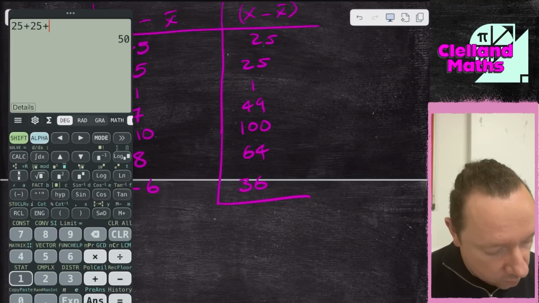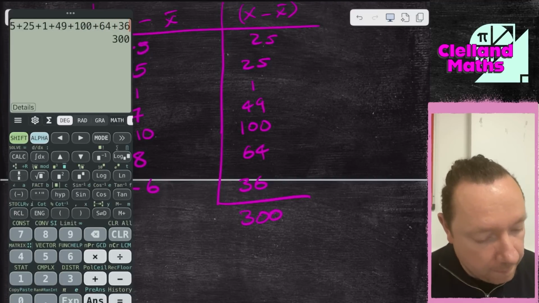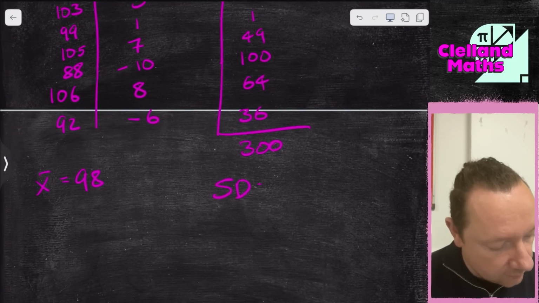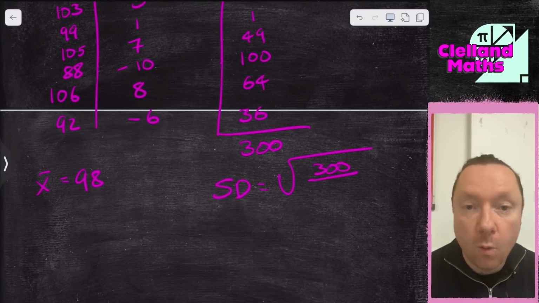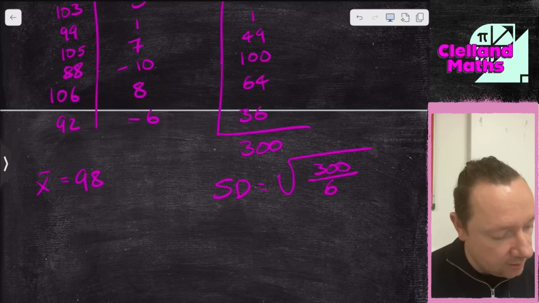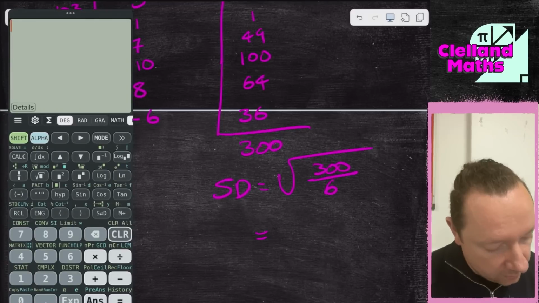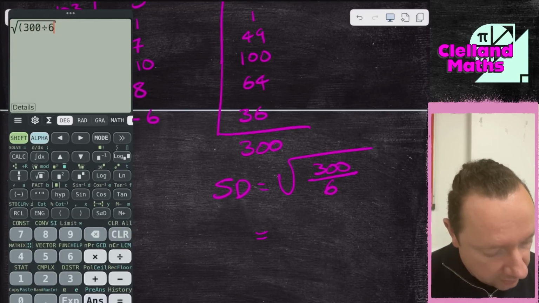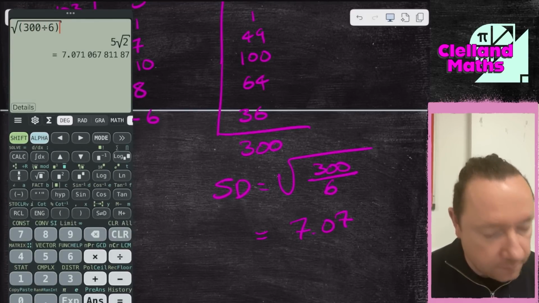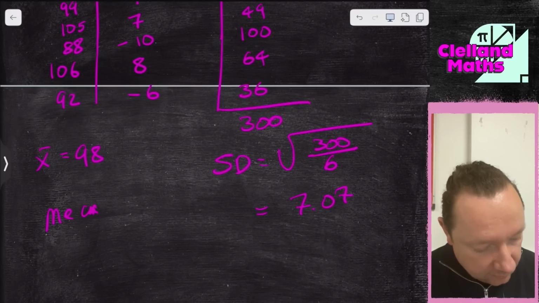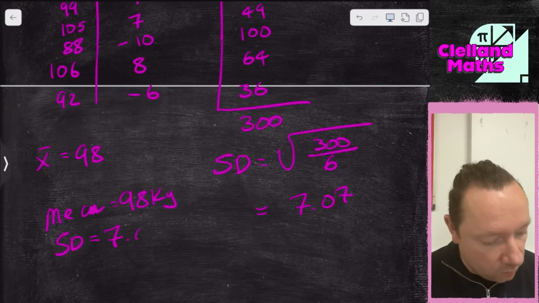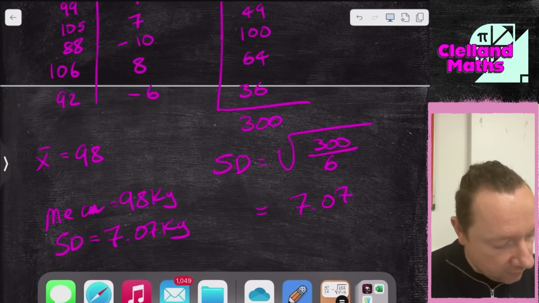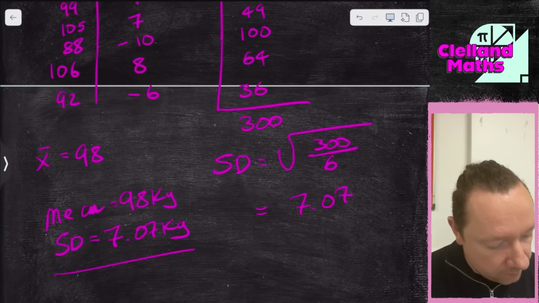25 plus 25 plus 1 plus 49 plus 100 plus 64 plus 36 is 300 exactly, I get. So our standard deviation is the square root of 300 over 1 less than the number of numbers you had, which is 6. So that gives you the square root of 300 over 6, 7.07. So just to be clear, our mean is 98 kilograms, and our standard deviation is 7.07 kilograms. Just check that. Yeah, 7.07 is fine with me.